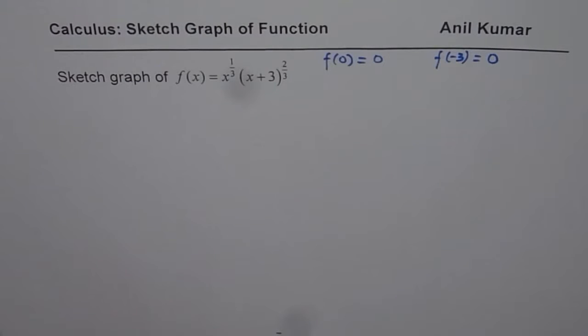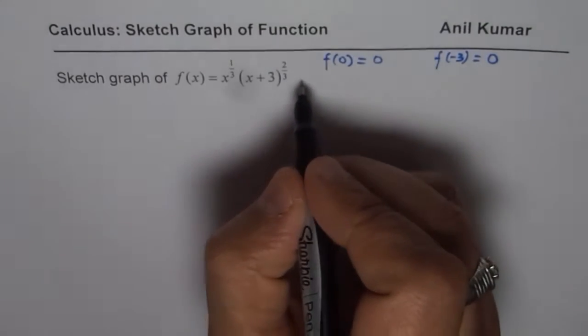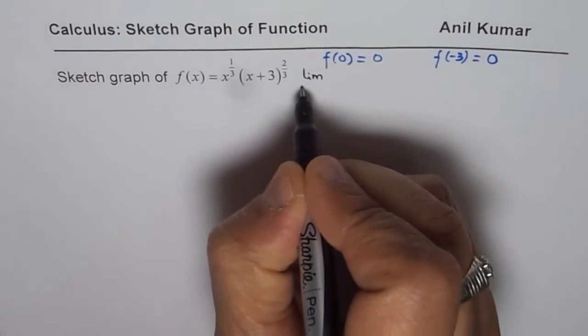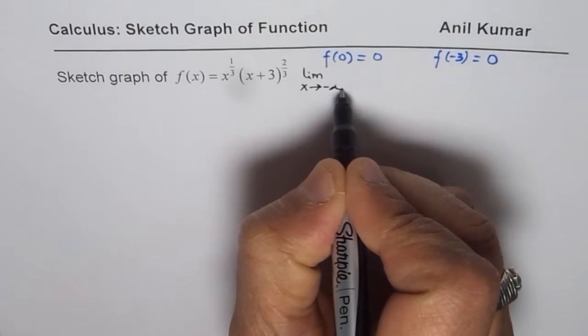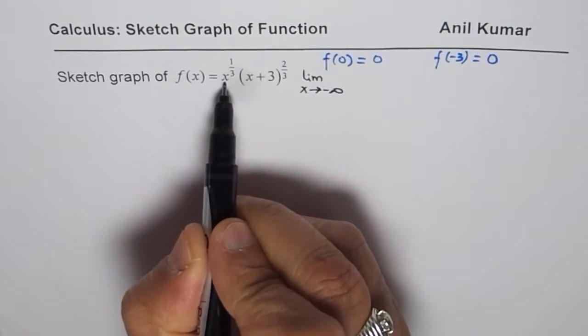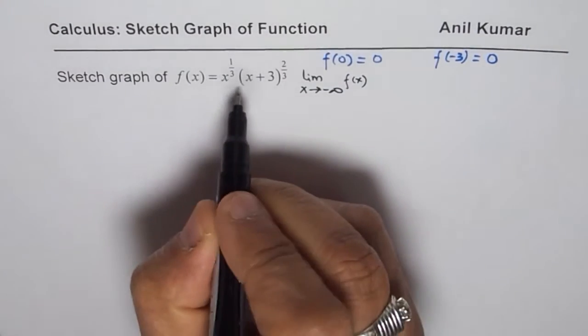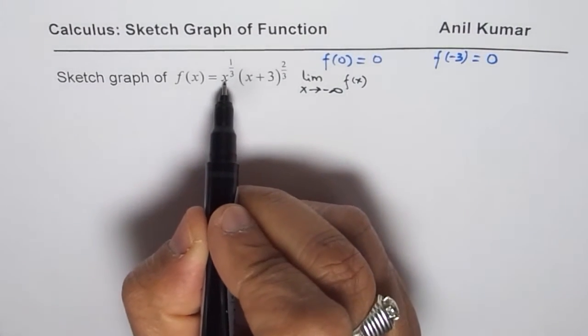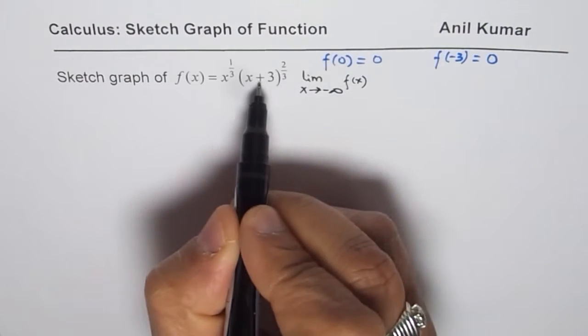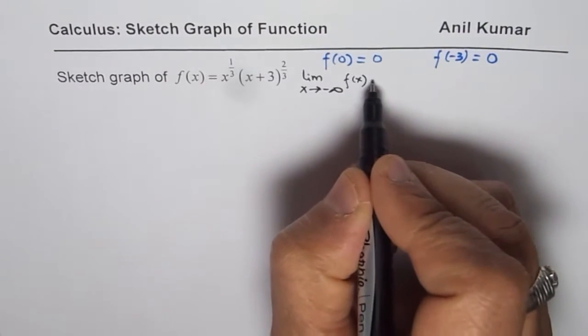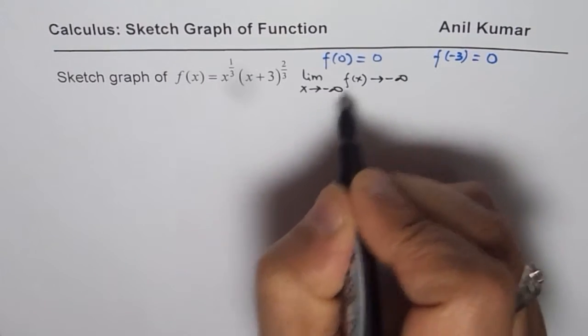When I say end behavior, I'm asking what happens to the function if the x value is very large. What is the limit when x approaches negative infinity? If I have a negatively large number for the given function f of x, then the first factor will be negative, but the 2 over 3 power will be positive. So the function approaches negative infinity.